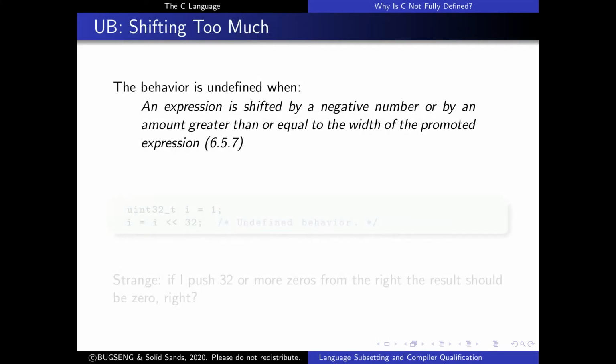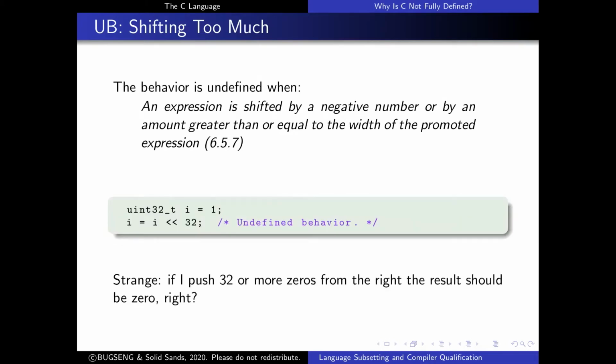Another interesting example is this one. The behavior is undefined when an expression is shifted by a negative number or by an amount greater than or equal to the width of the promoted expression. So this is the example. It is quite easy to understand why shifting by a negative number is forbidden by the standard.